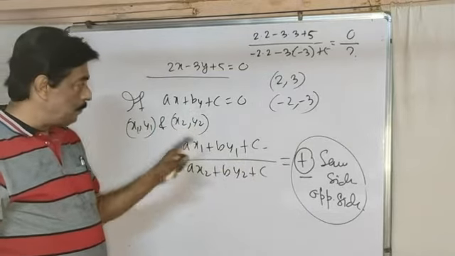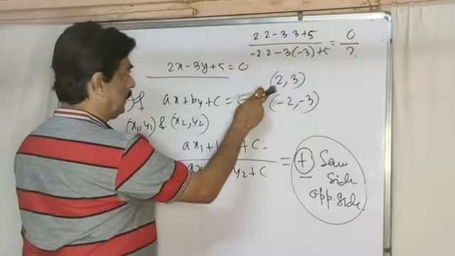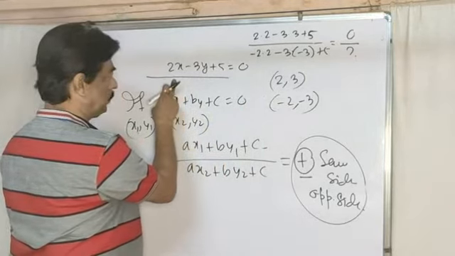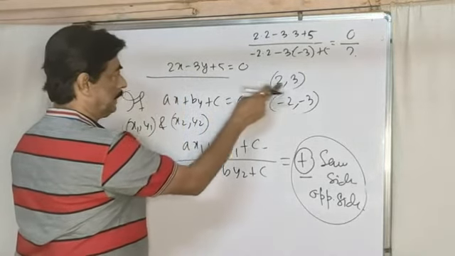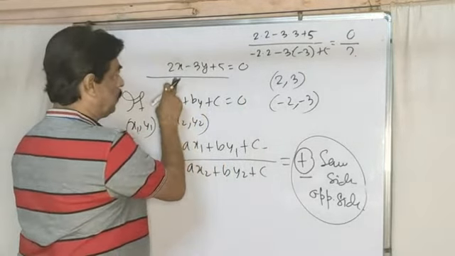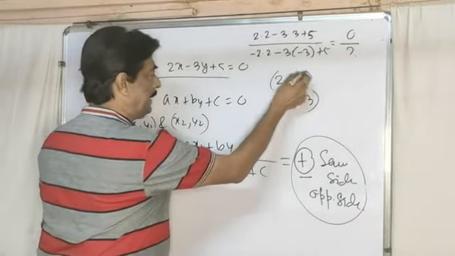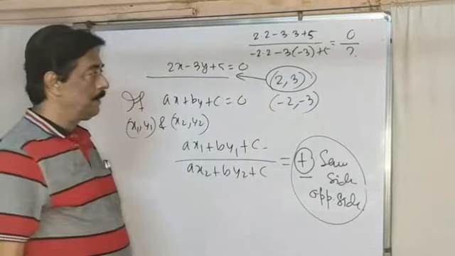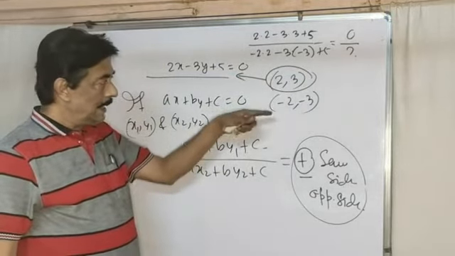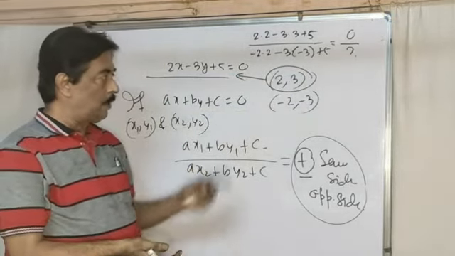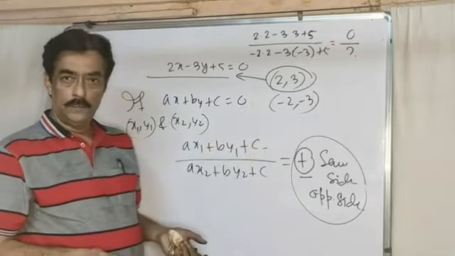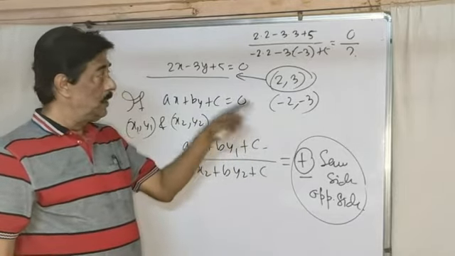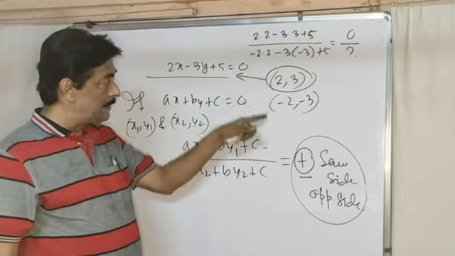If one point, just observe, if I put 2 into 2 it is 4, and 3 into 3 is 9, 4 plus 5 is 9. This point is on the line. Be very, very careful. So these two points can never be on the same side or the opposite side. Only one point is on one side. Be very careful whether these two points are on the same side or the opposite side.